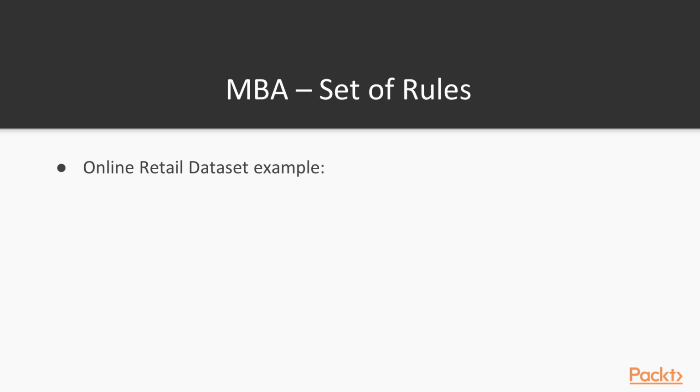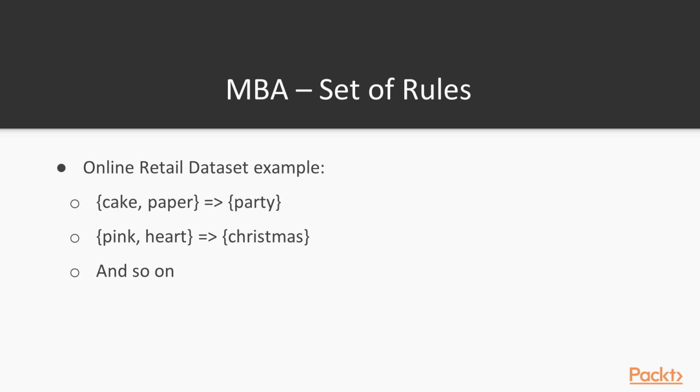The rule can typically be expressed in this form. So the first rule states that if two products with cake and paper in their description are purchased, then another product with party in its description is likely to be purchased. The second rule states that if two products with pink and heart in their description are purchased, then another product with Christmas in its description is likely to be purchased, etc., etc.